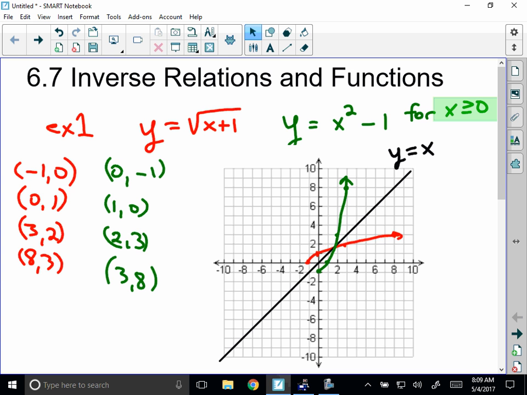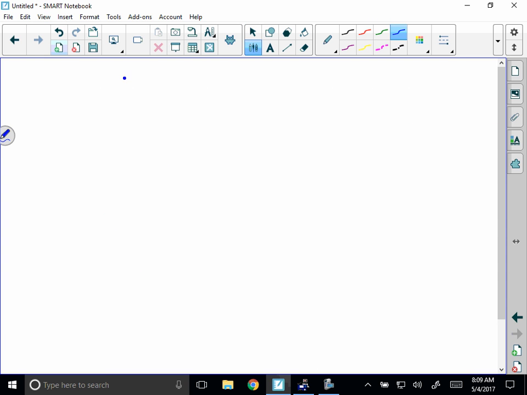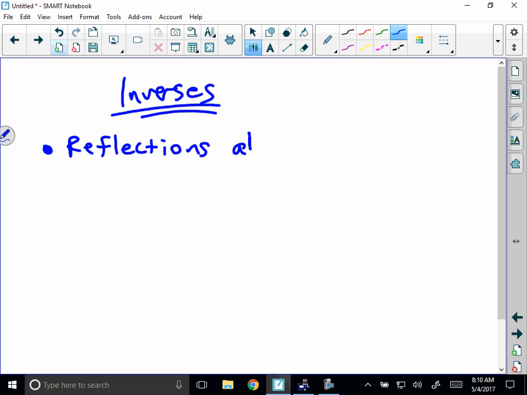So let's jot a few of these things down. Inverses. And when I say inverses, I'm talking about inverse functions and or relations. A couple properties about them: if we think about the graphs, they are reflections about the line y equals x. In this context, the word about doesn't mean pertaining to, it means across, around, on the other side of. As was mentioned, they are symmetric with respect to that line as well.